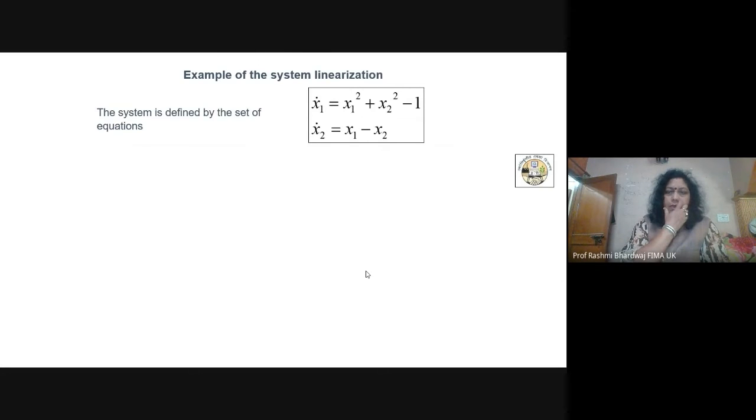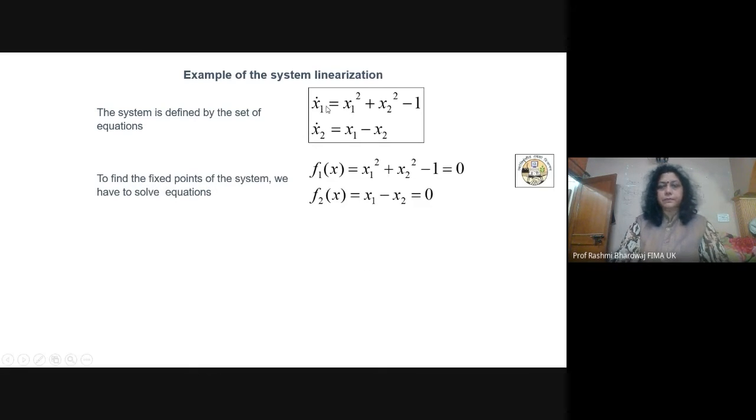Now, I'm taking a very simple example to show how we have to make the linearization of the system. Suppose we take x1 dot equal to x1 square plus x2 square minus 1, and x2 dot equal to x1 minus x2. Now we are making the linearization of the system. Firstly, we are finding the equilibrium point. So f1(x) is this one, f2(x) is this one.